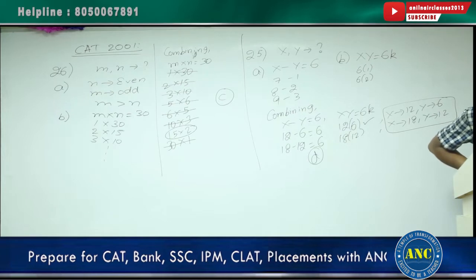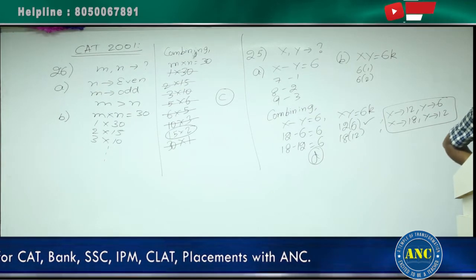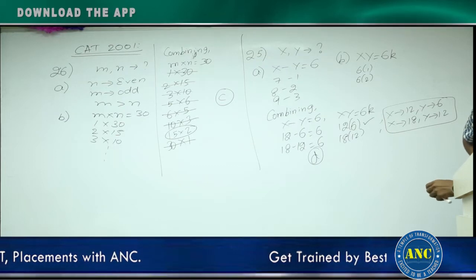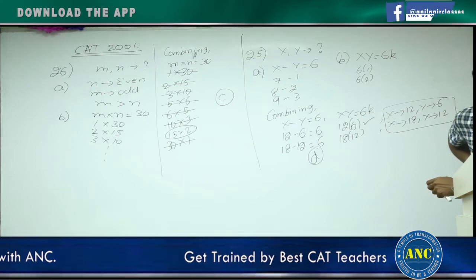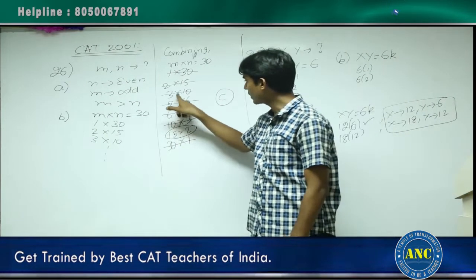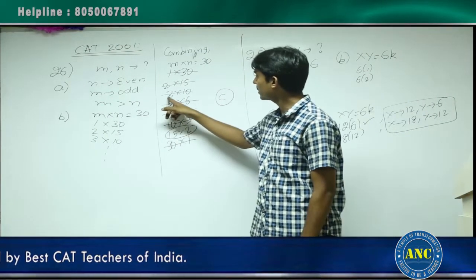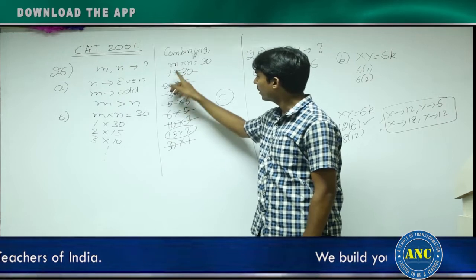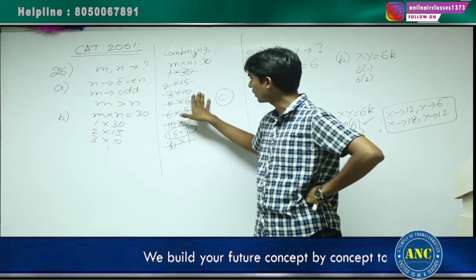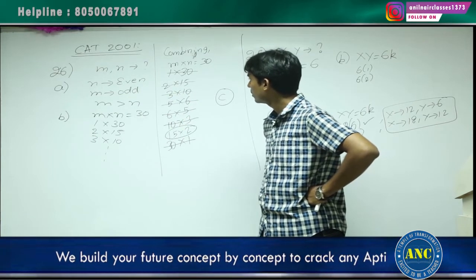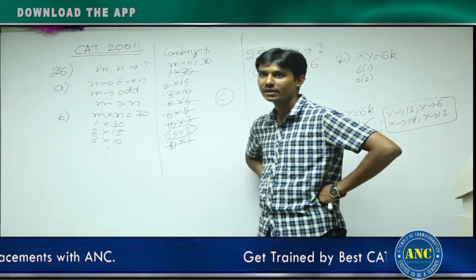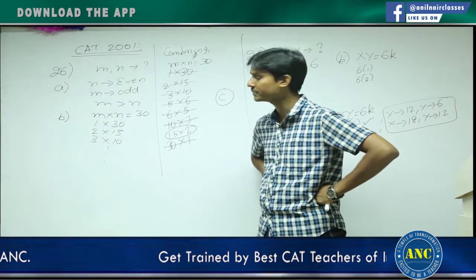Sir, minus 3 into minus 10. You take anything. What are they telling? If I take minus 3 and minus 10, minus 3 is odd, minus 10 is even. M should be greater than N, minus 3 is greater than minus 10, right? That is what he is telling.